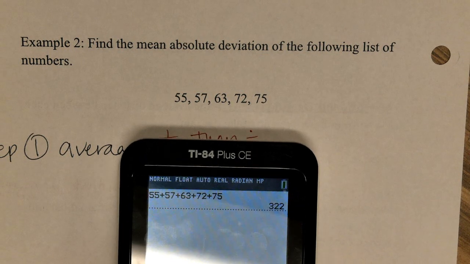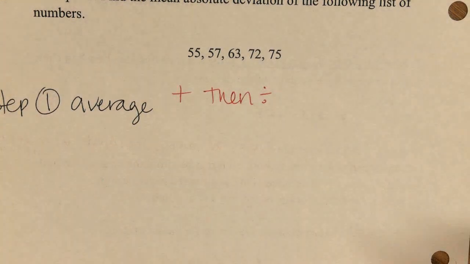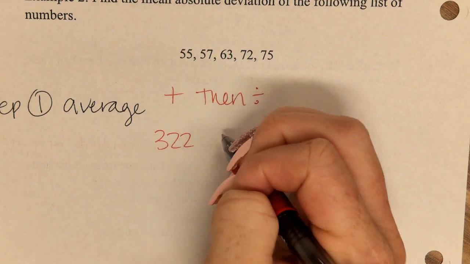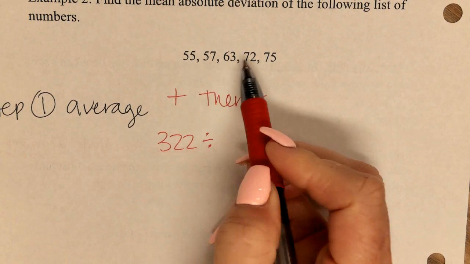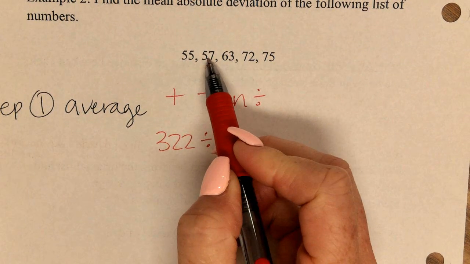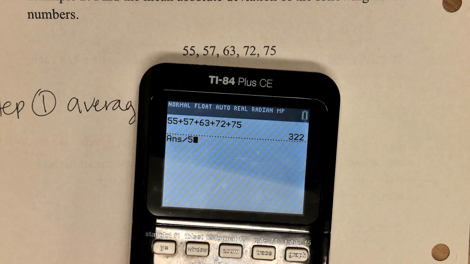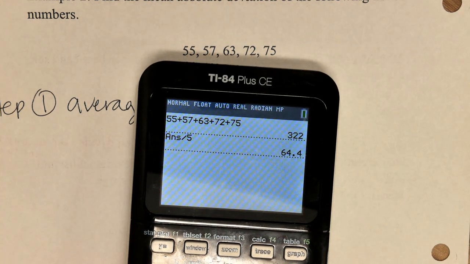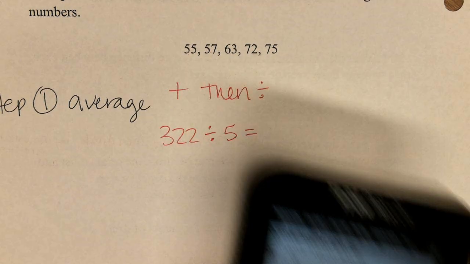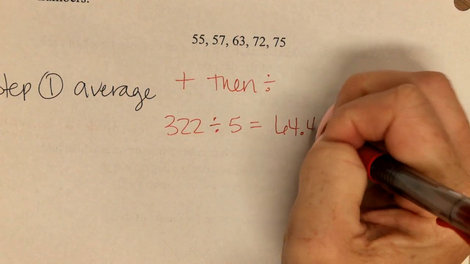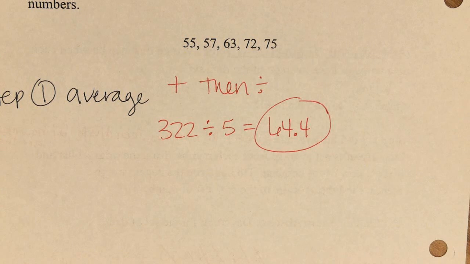When you added, did you get 322? All right, is that my answer? No. I must divide by how many numbers are there. There's 1, 2, 3, 4, 5 numbers, which is 64.4. You must write it how you see it. Circle that. That is the answer to step 1. That is not the answer.